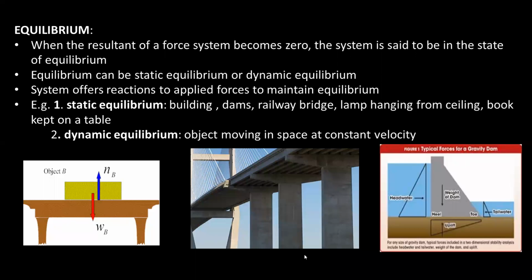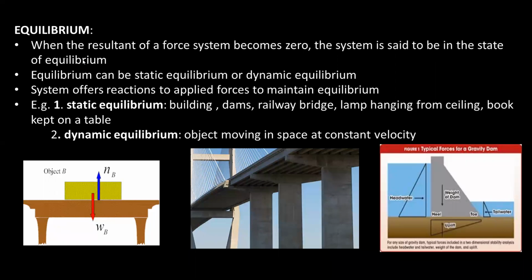When the resultant of a force system becomes zero, the system is said to be in the state of equilibrium. Okay. So equilibrium can be static equilibrium or dynamic equilibrium. For the equilibrium, the system offers reactions to the applied forces to maintain that equilibrium. In static equilibrium, we have examples of buildings, dams, railway bridges, a lamp hanging from the ceiling, and a book kept on the table, as shown in the figure. And dynamic equilibrium means an object moving in space at constant velocity.